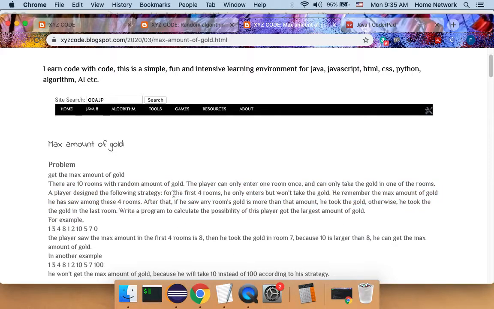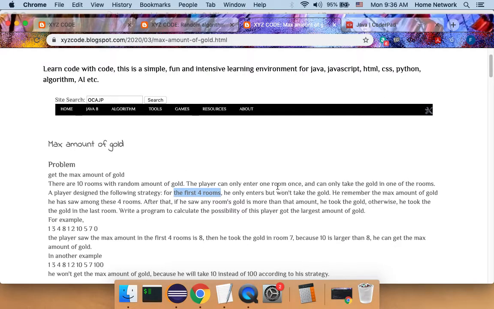He checks the first 4 rooms. He only checks but doesn't take. Then he goes to the rest of the 6 rooms. If he sees any room with a gold amount larger than the first 4 rooms, he takes it. Otherwise, he takes the last room's gold.